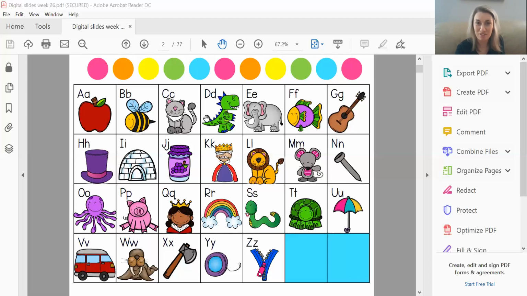Let's get to the next row. Keep it up. And last one. Way to go, rock stars. I'm very impressed and very proud of all that hard work that you just put in.